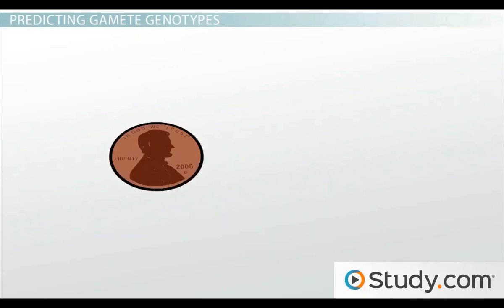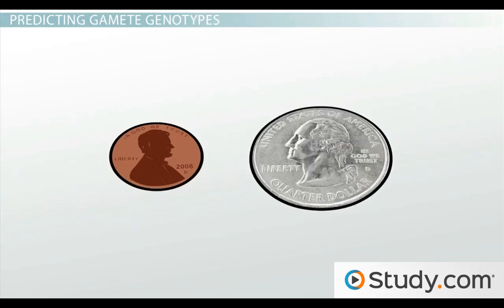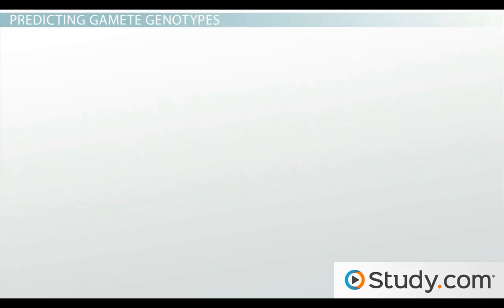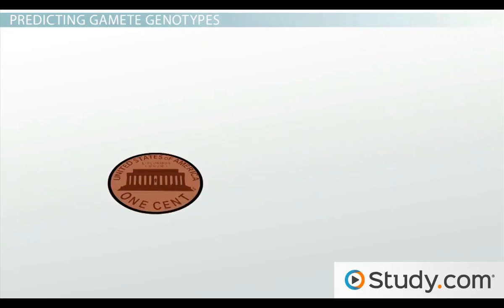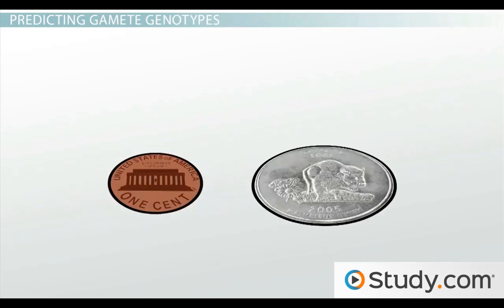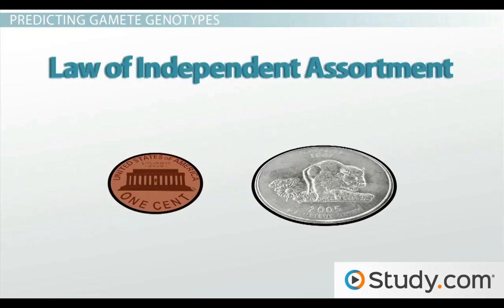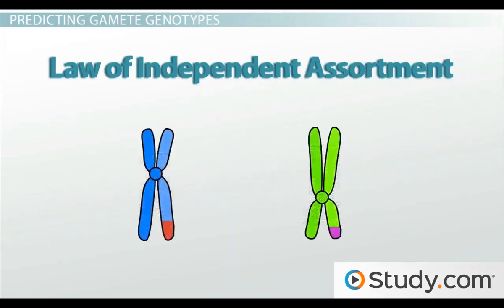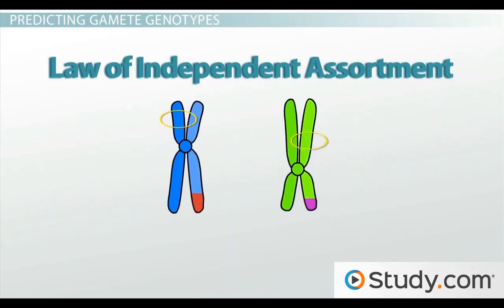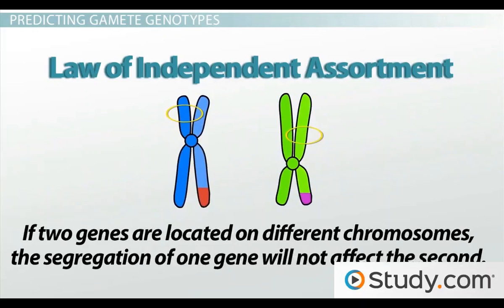Does the outcome of the first coin influence the outcome of the second? No, right? If I flip my coin and I get tails with my first coin, it doesn't make it any more likely for me to get tails with my second coin. This is the idea of the law of independent assortment. Just like the coins, if two genes are located on different chromosomes, the segregation of one gene will not affect the segregation of the second.